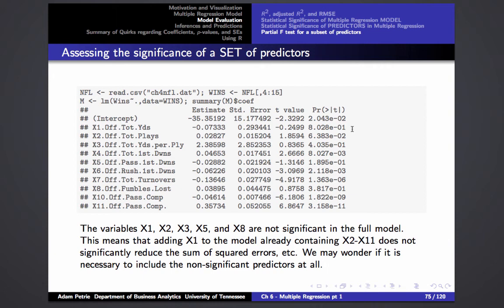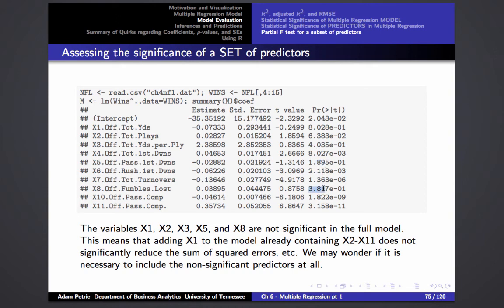We can't just automatically eliminate all of them at once because we know that p-values are model dependent. Once we eliminate one, the p-values can change, and all of a sudden, maybe some of them, all of them are significant. So here's an example predicting wins from this huge collection of variables. And we see a lot of predictors are not statistically significant in the multiple regression. In fact, x1 is not, x2 is not, x3 is not, x5 is not, and x8 is not.